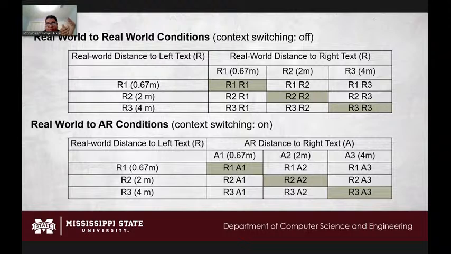In previous studies, you have seen that they considered only the matched distance. We have considered both the matched and mismatched distances in our experiment. So we have the ability to fully cross the variables and analyze the impact of context switching and focal distance switching. And the real world to real world condition, that is the context switching off condition, where both information are real, we consider as a control condition in our experiment.